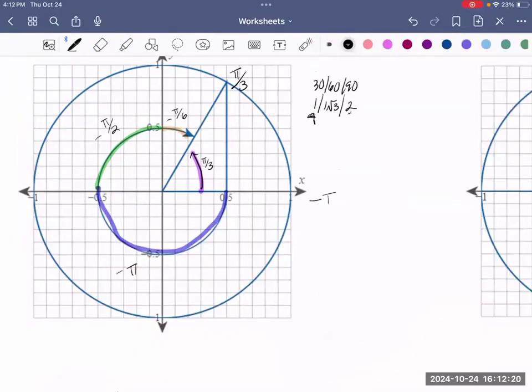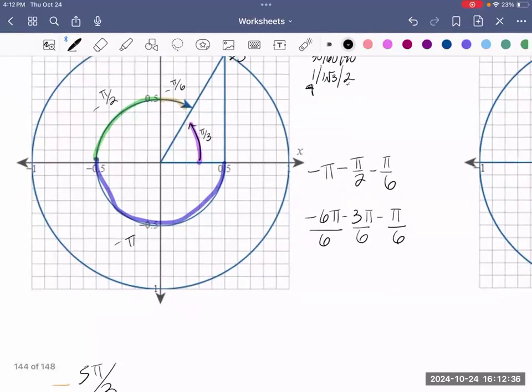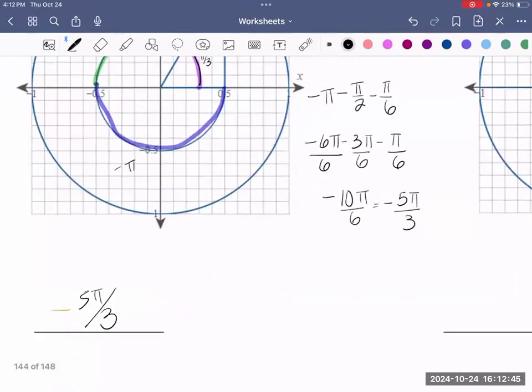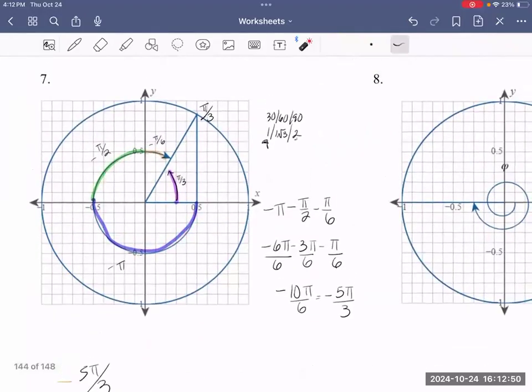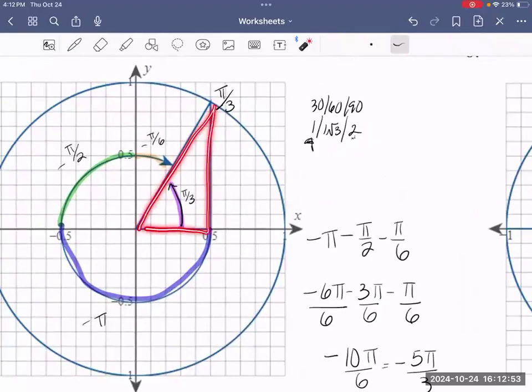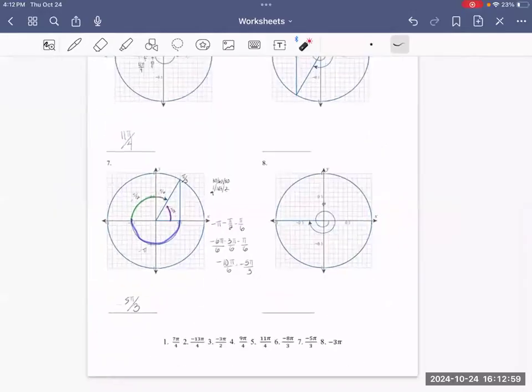Now, when we add negative pi minus pi over 2 minus pi over 6, having them all have a common denominator of 6, we should get the following. So let's see, we get negative 10 pi over 6, which can reduce to negative 5 pi over 3, which is exactly what we got over here as well. So we can start to cut from what we know. What we do have to rely on is understanding your special right triangles and how they might serve our purpose in helping us with the following.